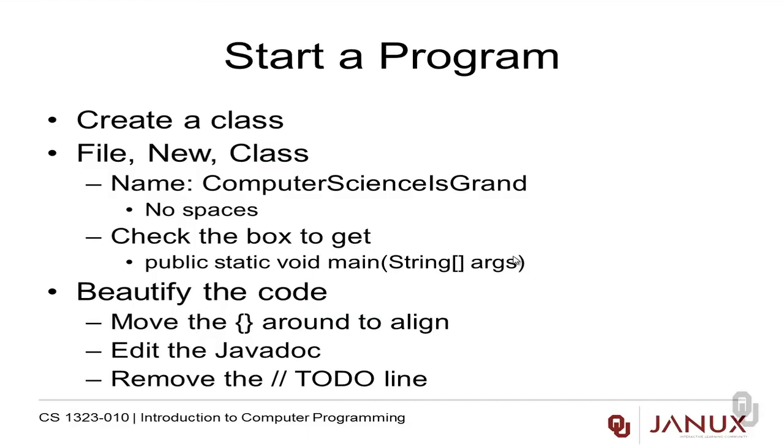The next thing you need to do is to create a class. So you'll go to File, New, Class. The name of the class should be Computer Science is Grand. Now notice there are no spaces between these words, and each word starts with a capital letter. That's called camel case, and that's how we write class names. Then you need to check the box to get public static void main string square brackets args. Those are where the instructions that the computer runs are put, so it's important that you have that method. Then I'll do some beautifying of the code. I'm going to move some curly braces around, I'm going to edit some comments, and remove a to-do line.